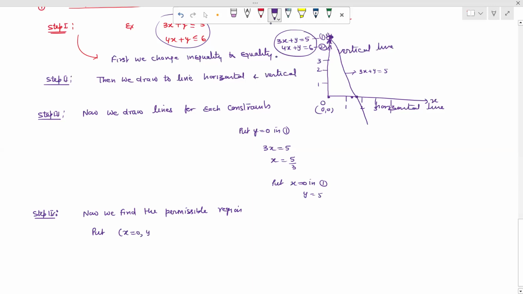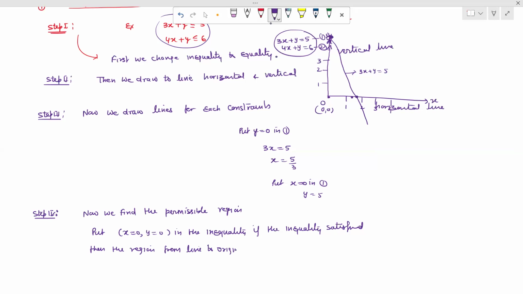x equal to 0 and y equal to 0. If x and y are in the equation, where? In the inequality. If the inequality is satisfied, then the region is from the line to the origin, from line to origin.